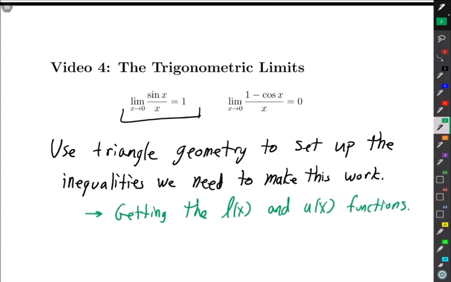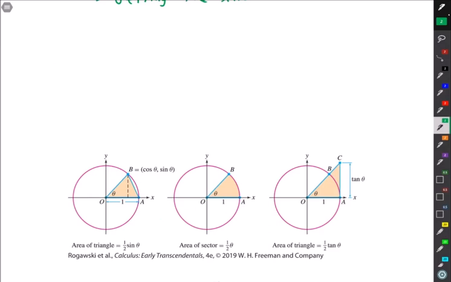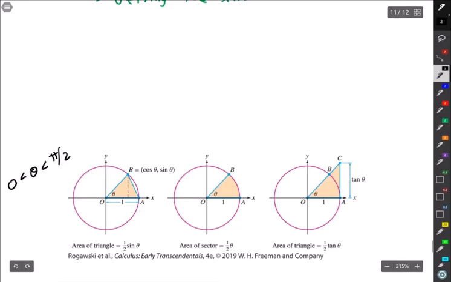So here's the main picture you want to think about for putting together these inequalities. Here we have three geometric objects built into the same sort of circle-triangle setup. I will note that for this, we need to assume that theta is between 0 and pi over 2. Otherwise, the setup will not work.